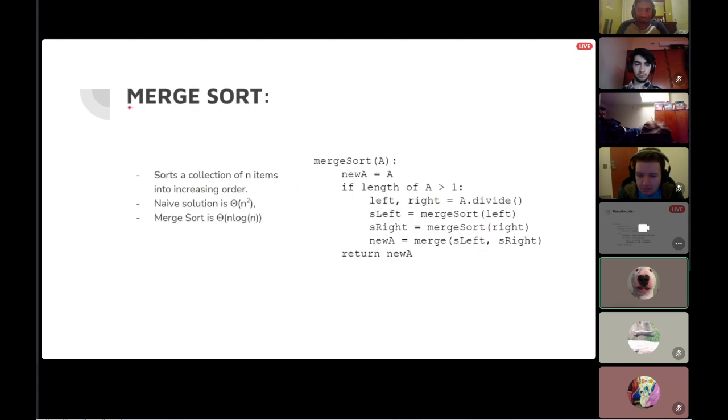So let's take a moment and talk about merge sort, right? You guys are most likely a computer science major maybe, or you've had some exposure to computer science. So you know that a naive implementation of a sorting algorithm is something like bubble sort, insertion sort.